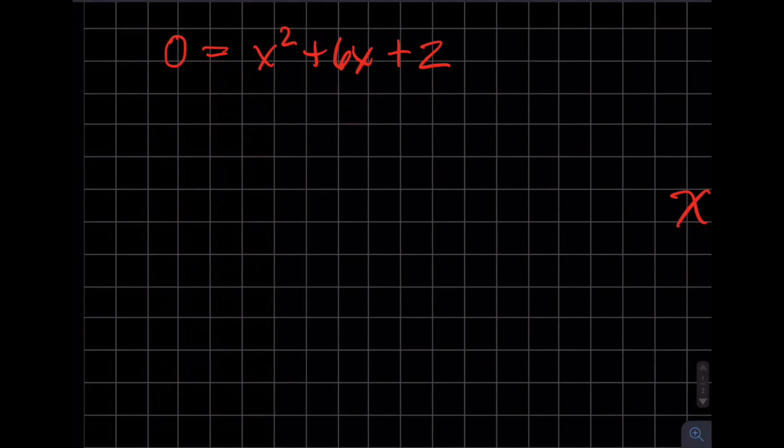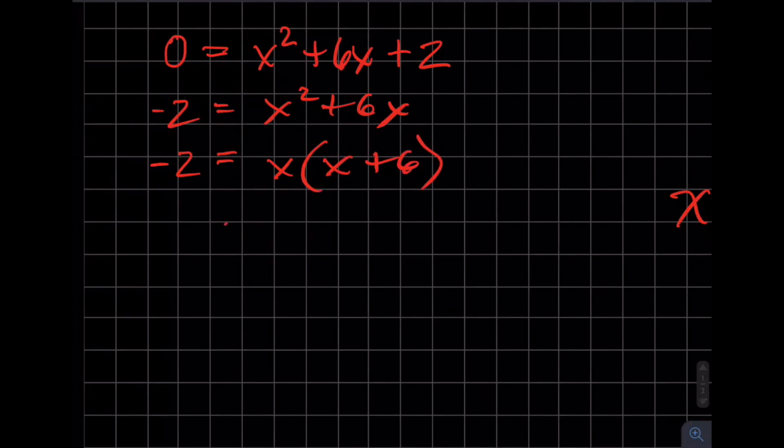Some of you might have the instinct to do the following. You're going to subtract 2 from both sides and then factor the right-hand side, which is great, except I'm going to try to figure out when x plus 6 is equal to negative 2. No, because that doesn't matter. I don't care when this is negative 2. I need to know when all of this is negative 2.